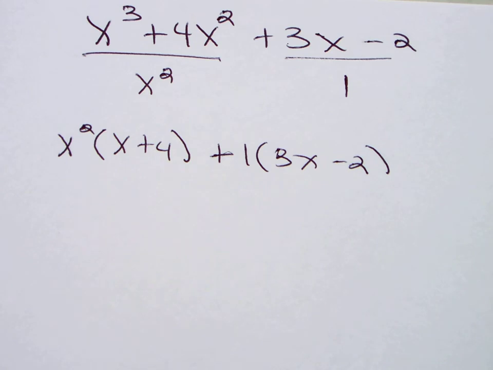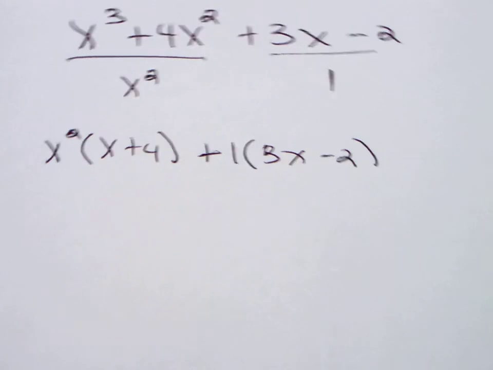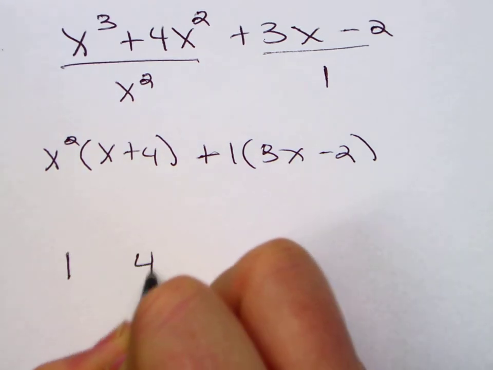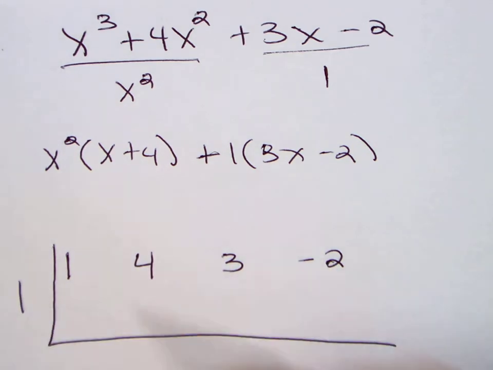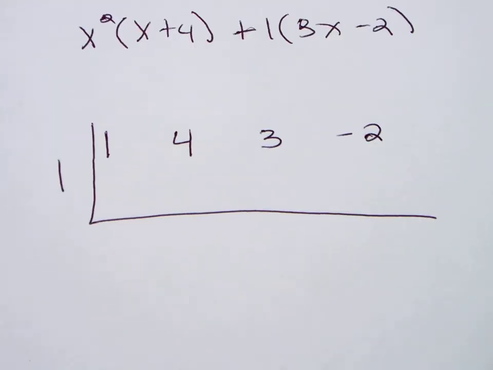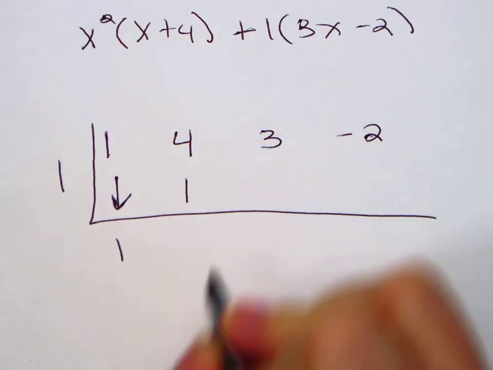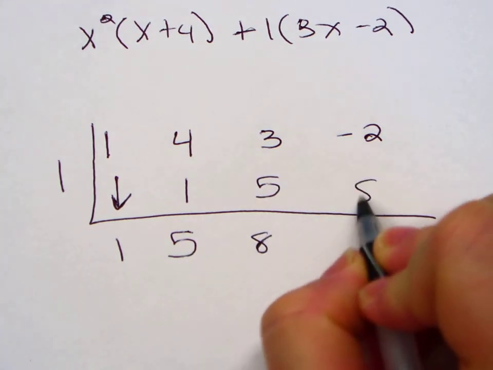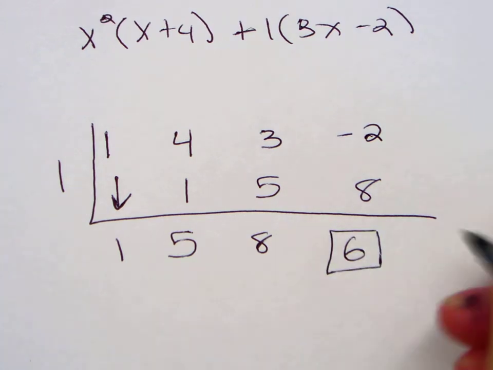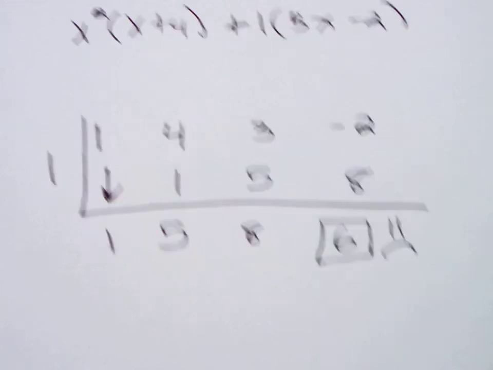So we have to use synthetic division. We're going to do guess and check. So our possible roots are plus and minus 1, plus and minus 2. Write out your coefficients: 1, 4, 3, negative 2. I like to start with 1. Start with 1, synthetic division. 1 times 1 is 1. 5, 1 times 5 is 5. 8, 8, 6. So this did not work because we have a remainder. The whole idea is to find something that doesn't have a remainder.